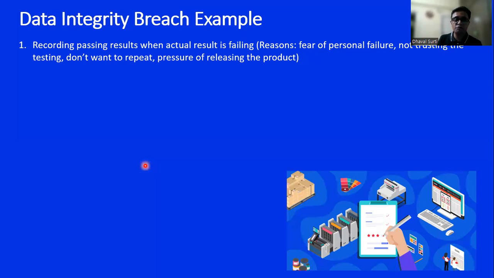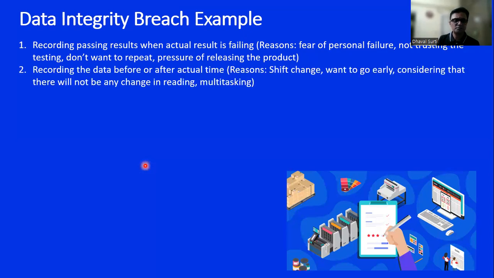Then you don't want to repeat the test. Sometimes because of time crunch, I don't want to repeat the activity, so I'll make it a passing result. Then pressure of releasing the product. So I have a lot of pressure that this batch has to be released within a specific time, as it is highly demanded in the market. So with that pressure, someone can release the failing batch. So this is how data integrity issues occur.